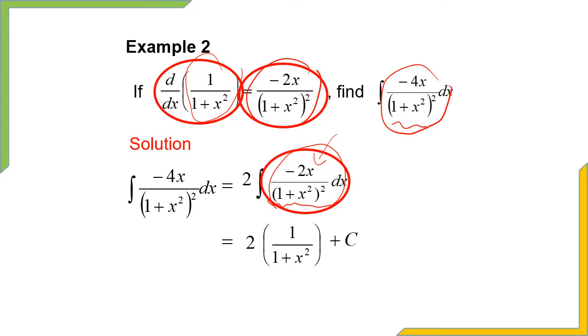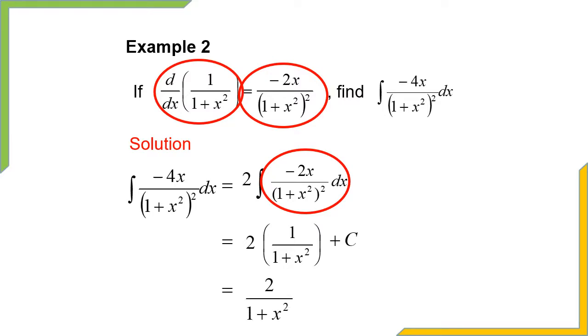So this is the final answer without doing any integration using a formula. We just have to apply the antiderivative, the reverse of derivative, the reverse of differentiation. So that's all for example 2. We can write down the final answer equal to 2 over 1 plus x squared plus c. So simple, right? The concepts of differentiation and integration are the reverse of each other.